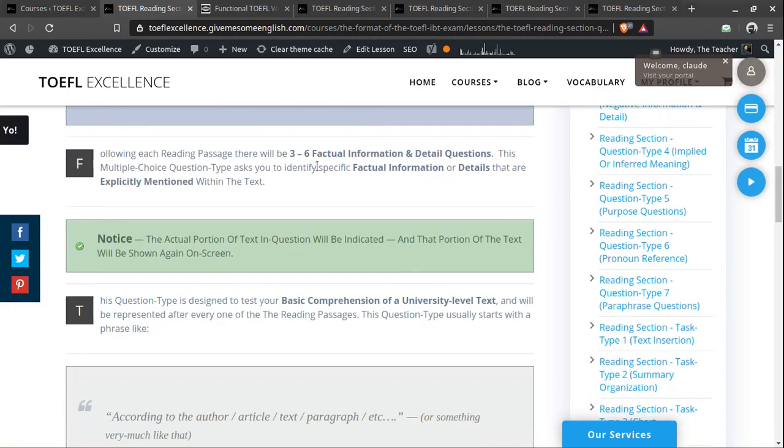There will be 3 to 6 factual information and detail questions. That's per passage. As you may have already learned, there will be at least 3 reading passages in the reading section. Sometimes there might be 4 or 5. That's with the extended version of the exam.